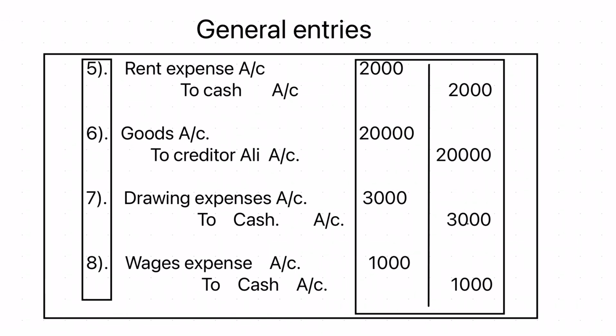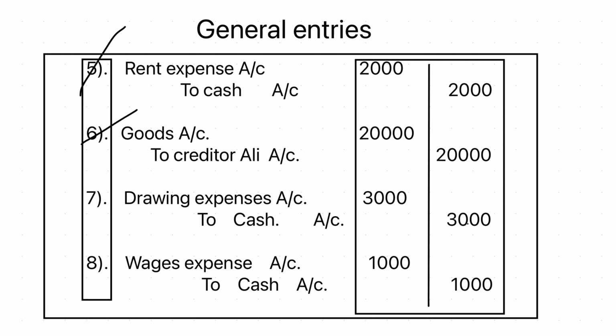Basically in this video we will talk about our fifth, sixth, seventh and eighth entries. In the fifth entry we are using a location for our office use, or maybe for production use, for which we have to pay rent, and we have paid rent of 2,000 rupees with cash.